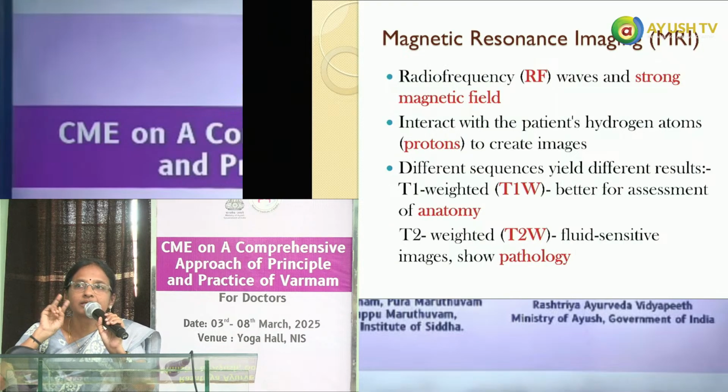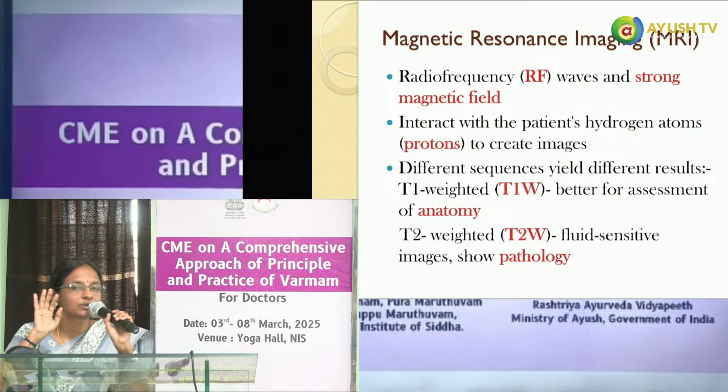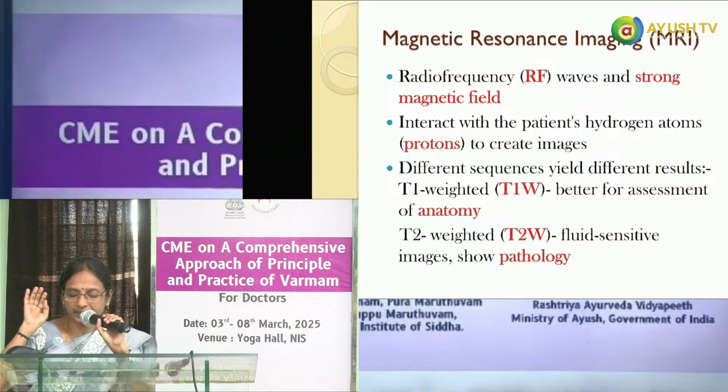Basically, there are two types: T1 images and T2 images. T1 weighted images depict the anatomy well. T2 weighted images are a sequence that helps us show all the pathologies. So that will be the basics of our MRI.